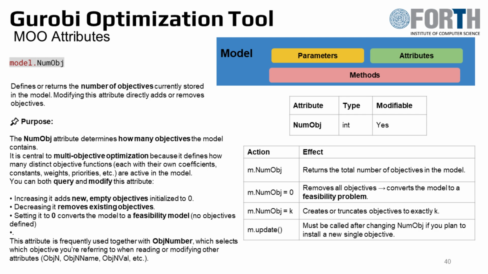Like OBJName and obj_val, this attribute does not change the optimization itself. It is informational, but it is essential for building clean and reusable multi-objective workflows.